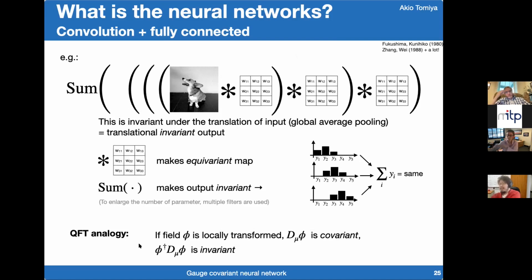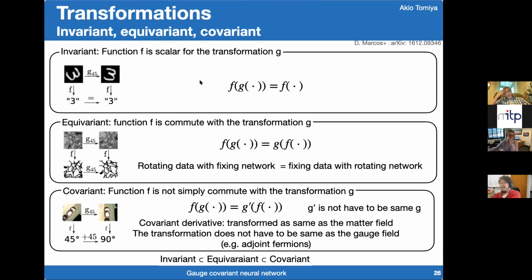So here I put the QFT analogy. If the field phi is locally transformed, d mu phi is covariant, and this bilinear form is invariant. This is a kind of analogy in QFT. So this is a summary of terminology. There are so many symmetric things, so I just pick an example from here. Invariant means that the function f is a scalar for the transformation g, where g is a transformation of the input image, and the function f doesn't care about this transformation.